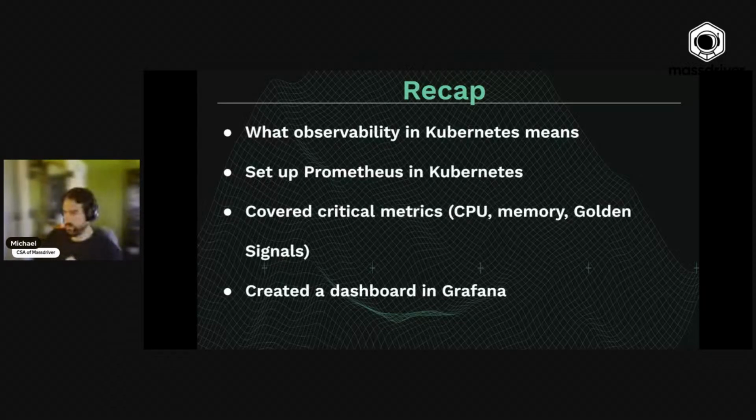All right, so let me go ahead and switch back to this, and we can go through a recap. So yeah, to recap, we talked about what observability in Kubernetes really means. We set up Prometheus on a running Kubernetes cluster. We briefly spoke about some of the more critical metrics to track, such as CPU, memory, and Google's golden signals. And then we finished up by using Grafana to create a dashboard to monitor some basic metrics.